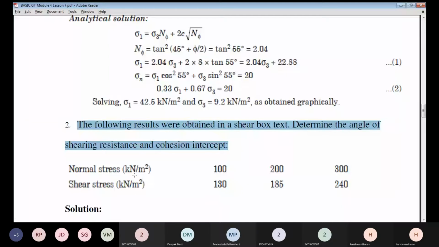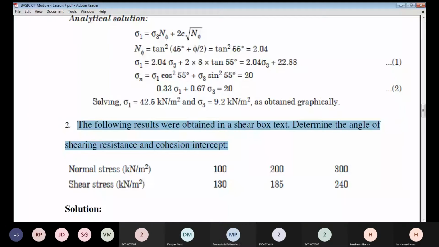Normal stress and shear stress are given. For the first trial, normal stress is 100 and the soil sample failed at a shear stress of 130. For the second trial, normal stress was kept at 200 kilonewton per meter square and the soil sample failed at a shear stress of 185 kilonewton per meter square. For the third trial, the normal stress was kept 300 kilonewton per meter square and the soil sample failed at 240 kilonewton per meter square.